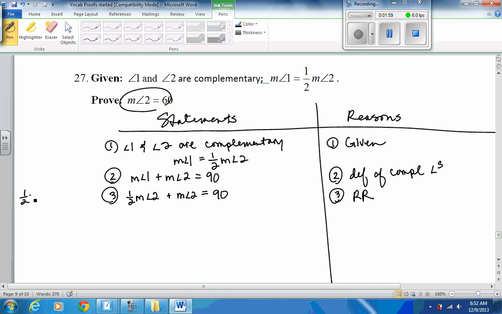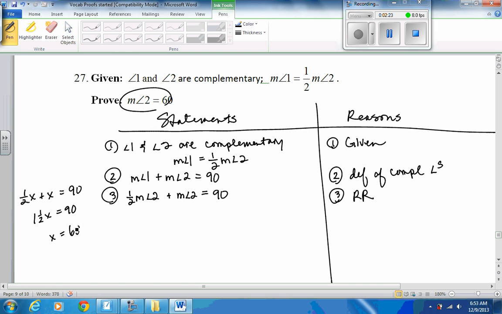What if you had half of an x plus an x equals 90? Instead of angle 2, we'll just use x. Would x have to be 60? What's half of an x plus an x? You can write 3/2 x, or you can write 1.5 x, whichever you're more comfortable with. How do you finish solving for x? Divide by 1.5. Guess what you get?